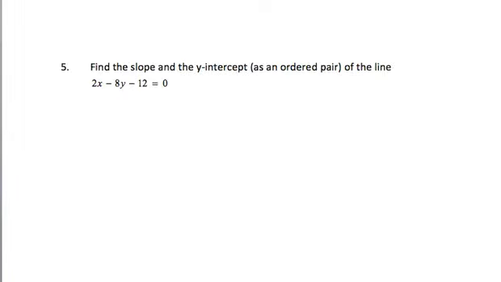Next question we'll take a look at is 5. Find the slope and the y-intercept. And we want to write this y-intercept as an ordered pair of the line 2x minus 8y minus 12 equals 0. Well, notice we're looking for the slope here and the y-intercept. So anytime we're looking for the slope and y-intercept, we're going to want to organize our equation in the slope-intercept form. Remember, slope-intercept form is y equals mx plus b, where m is the slope and b is our y-intercept. So if I can get this equation organized like this, I'll know the slope and the y-intercept.